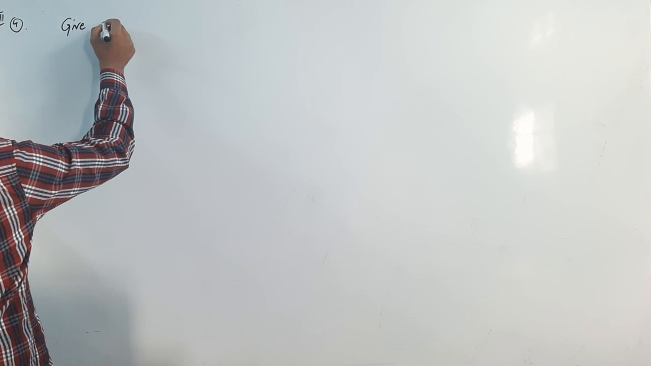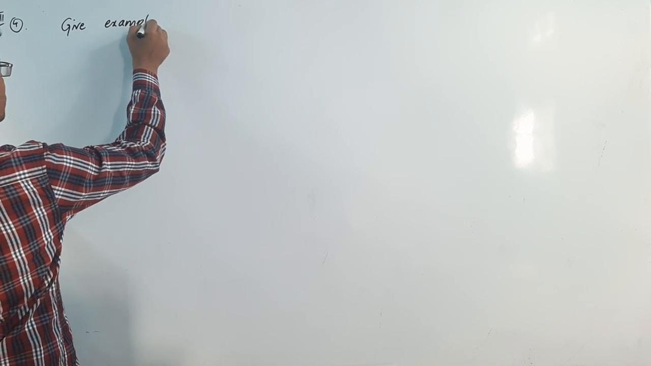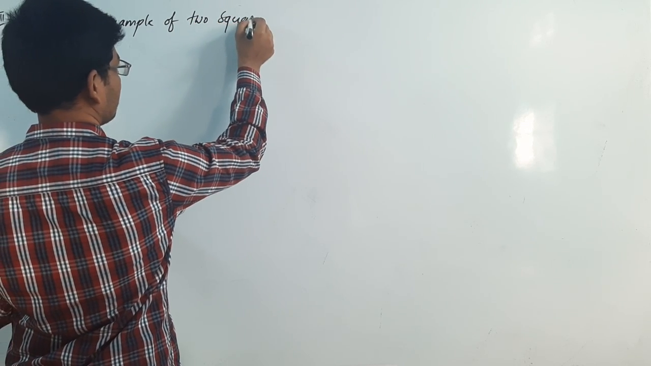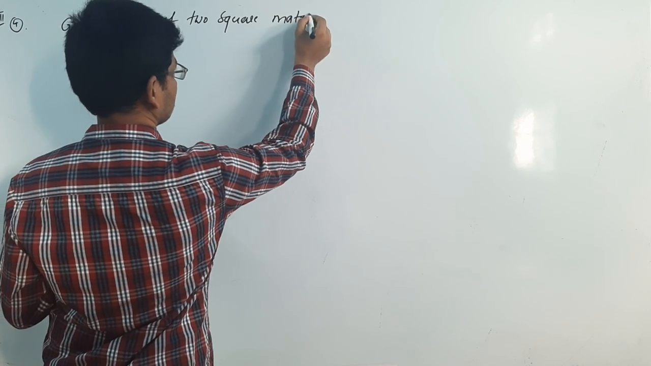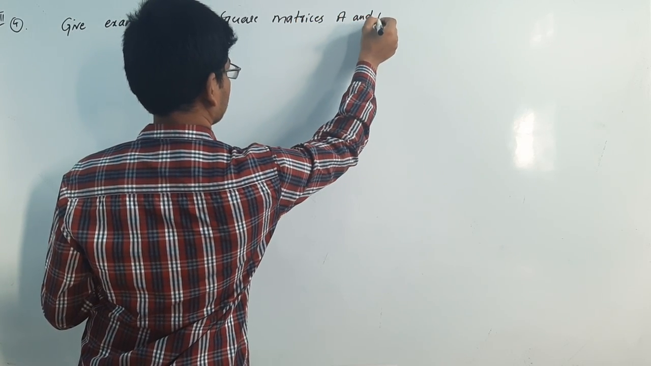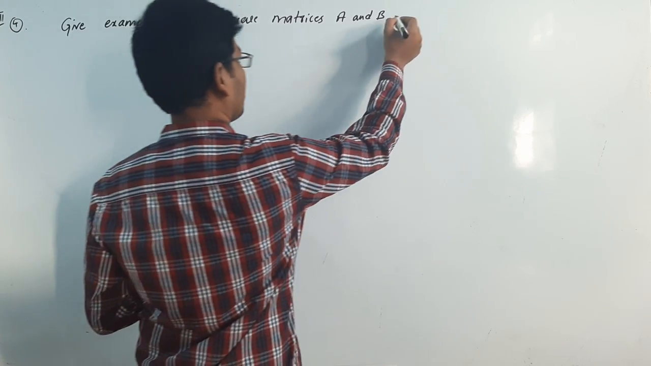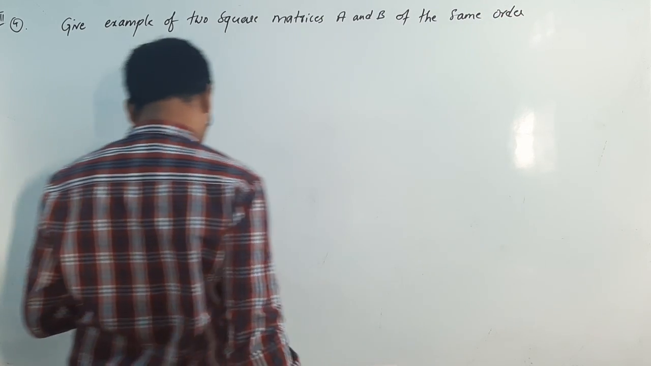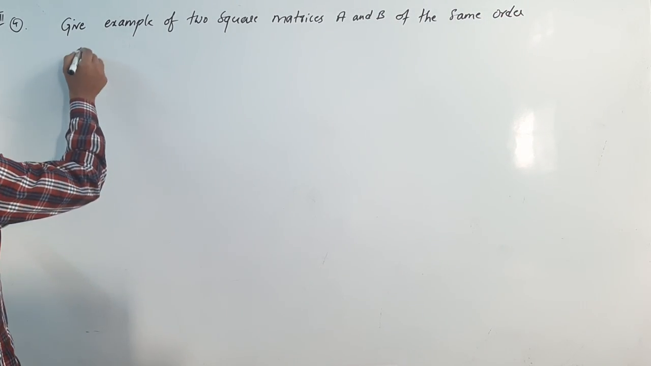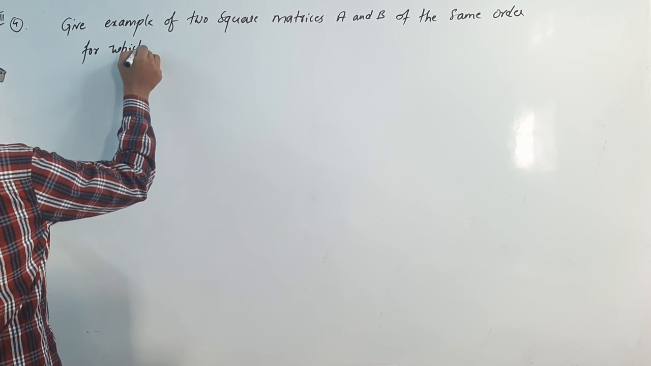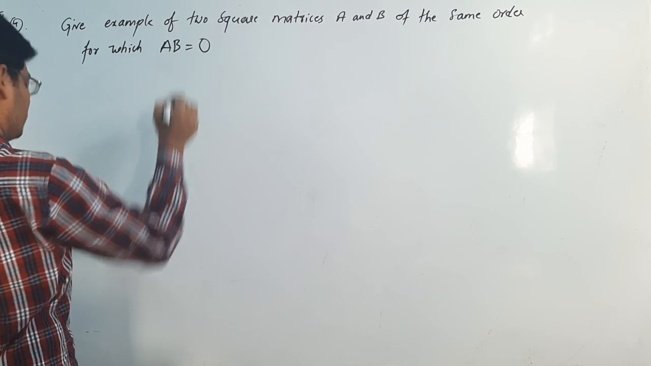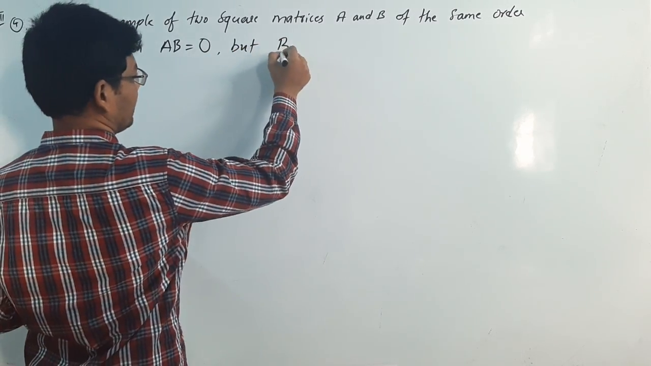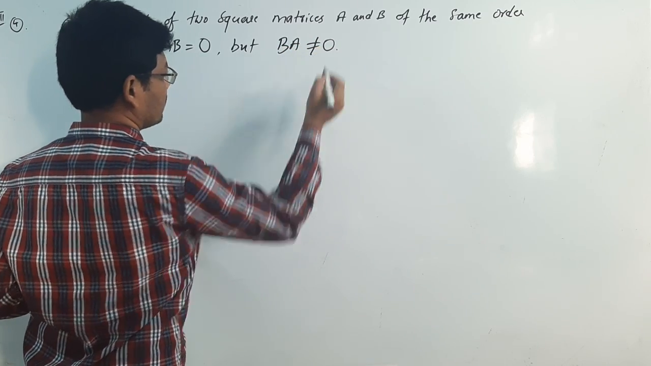Give an example of two square matrices A and B of the same order, for which A into B is equal to O, but B into A is not equal to O. This is the question here.